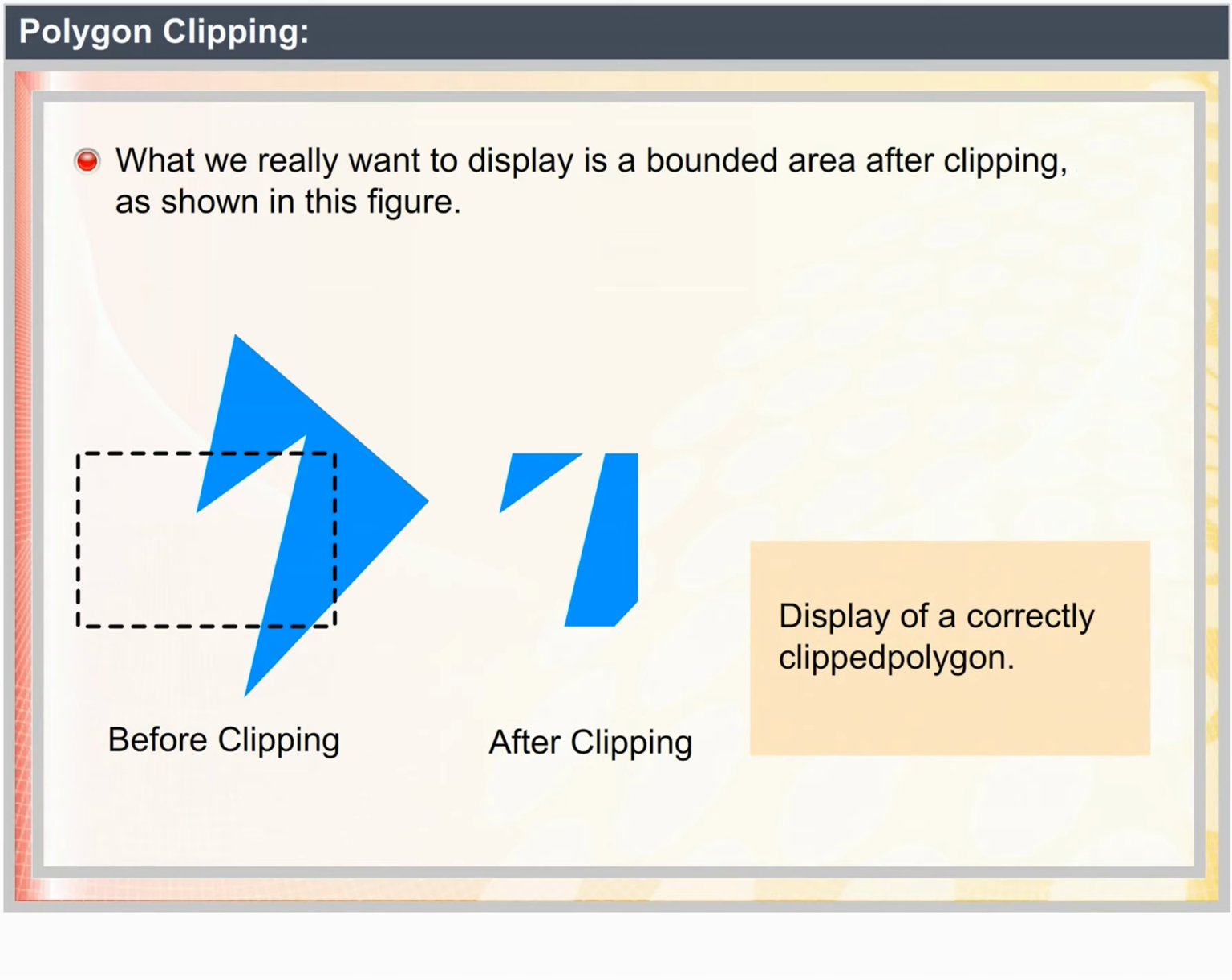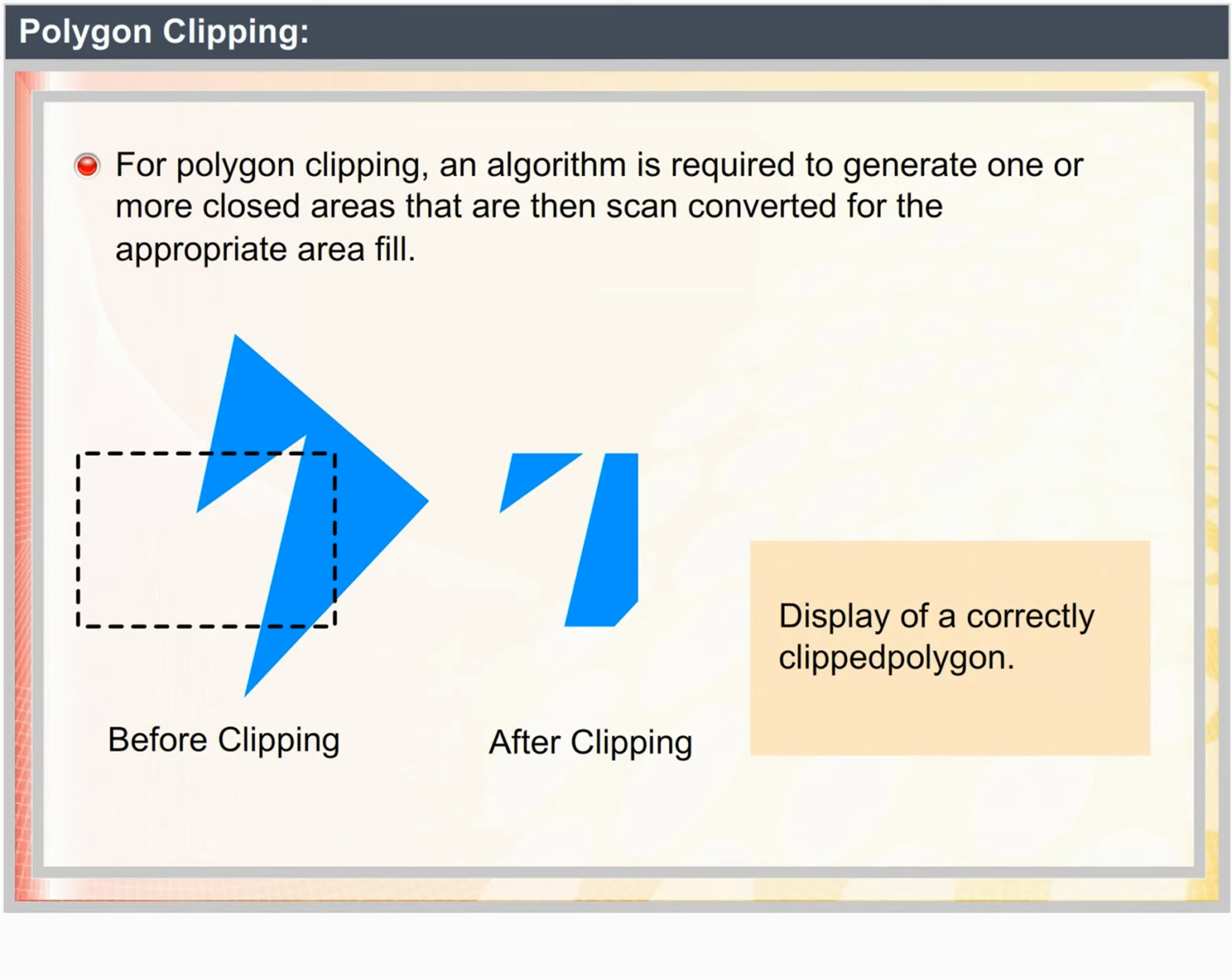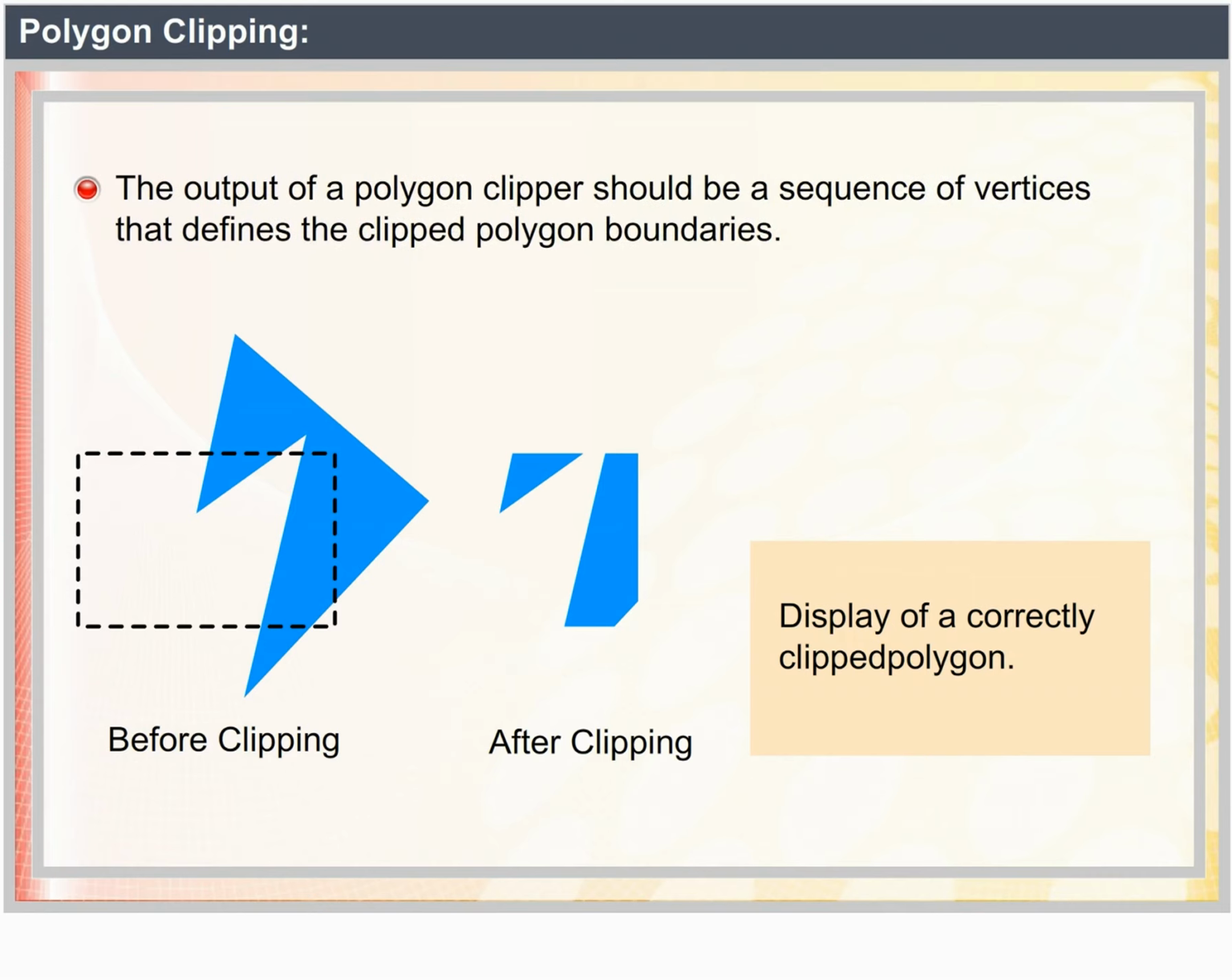For polygon clipping, we require an algorithm that will generate one or more closed areas that are then scan converted for the appropriate area fill. The output of a polygon clipper should be a sequence of vertices that defines the clipped polygon boundaries. Sutherland-Hodgman polygon clipping.